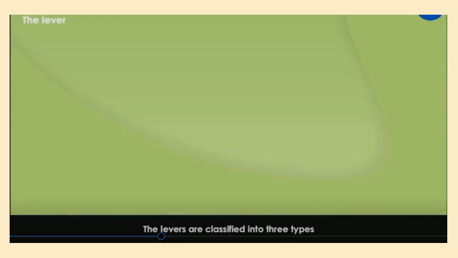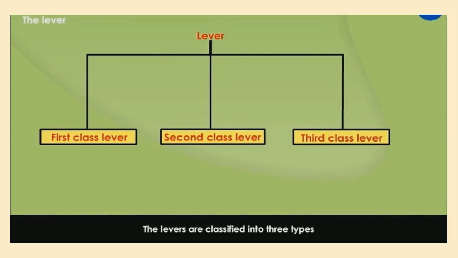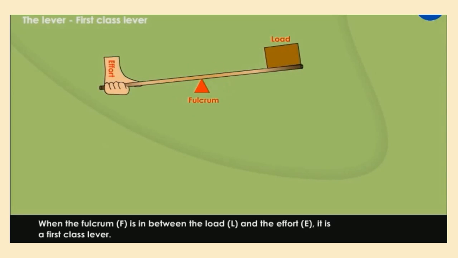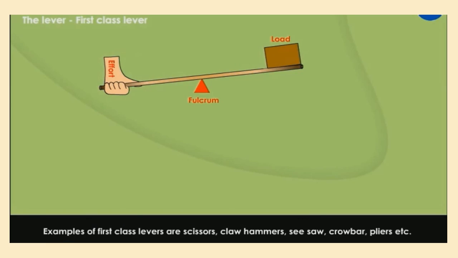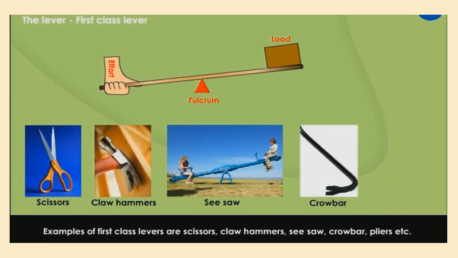Levers are classified into three types. 1. First class lever. 2. Second class lever. And 3. Third class lever. First class lever. When the fulcrum F is in between the load L and the effort E, it is a first class lever. Examples of first class levers are scissors, claw hammers, seesaw, crowbar, pliers, etc.